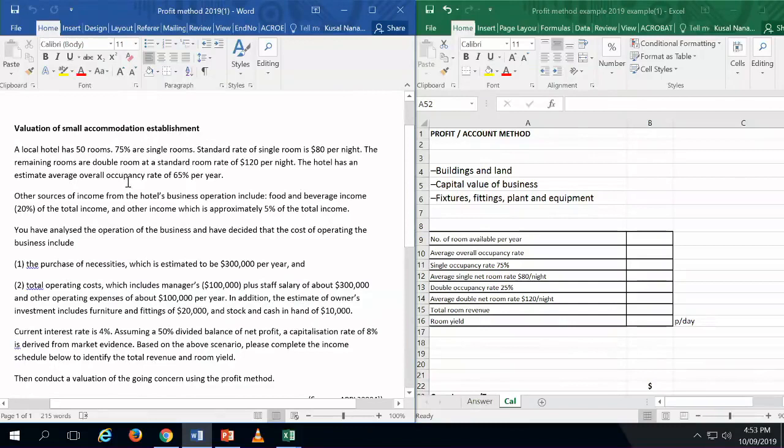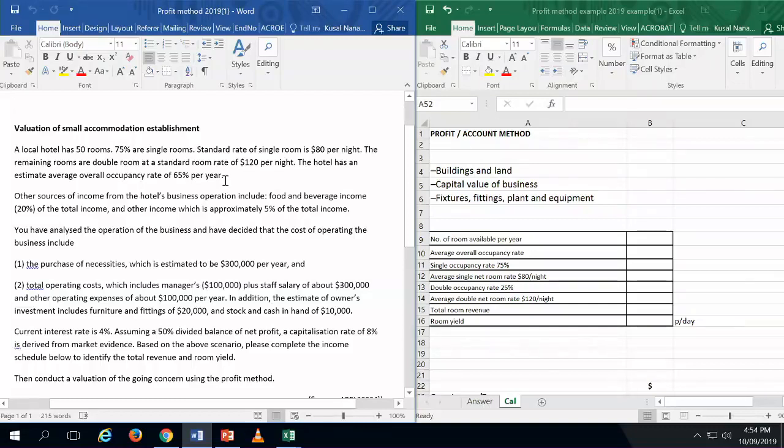Right. Valuation of a small accommodation establishment. A local hotel has 50 rooms. 75% are single rooms. Standard rate of a single room is $80 per night. The remaining rooms are double rooms and the standard room rate is $120 per night. The hotel has an estimated average overall occupancy rate of 65% per year.